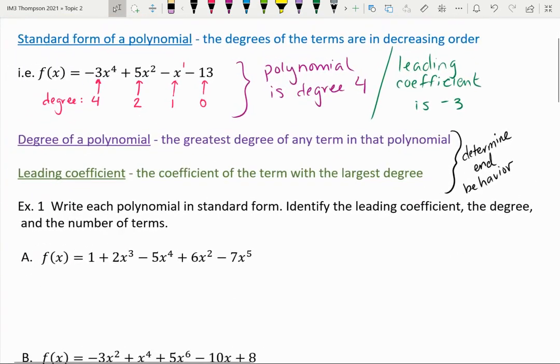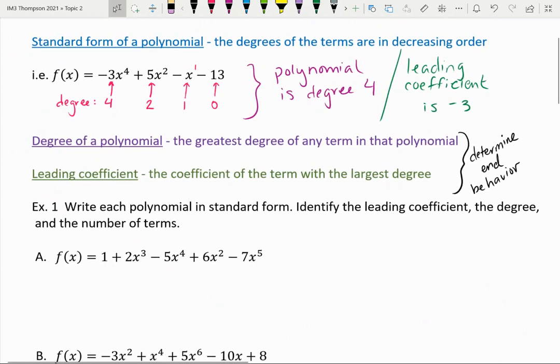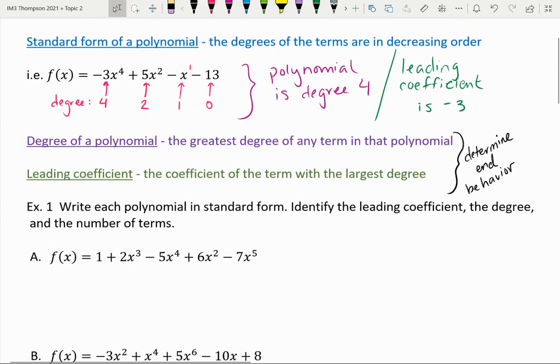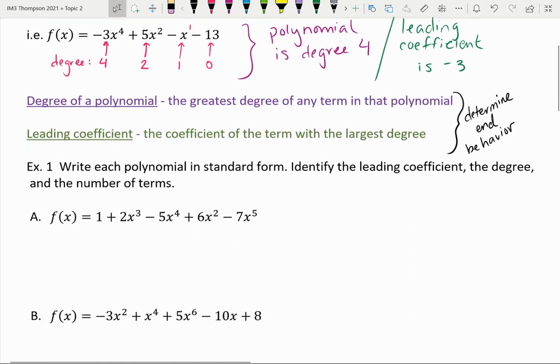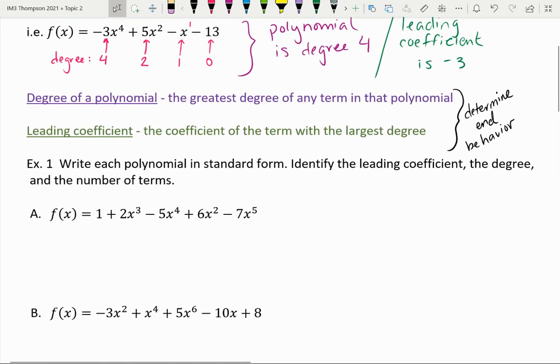Okay. So example 1: write each polynomial in standard form, identify the leading coefficient, the degree, and the number of terms. So this is just identifying and rewriting the polynomial. And example A says f of x is equal to 1 plus 2x cubed minus 5x to the fourth plus 6x squared minus 7x to the fifth.